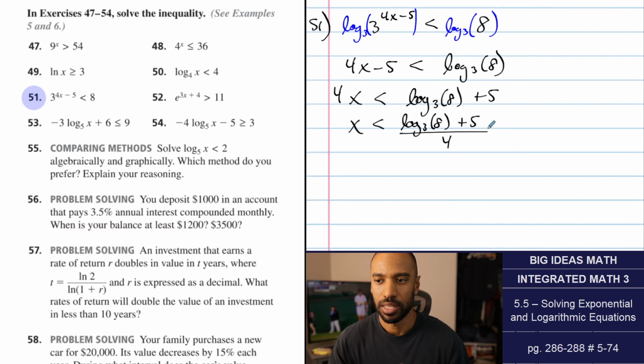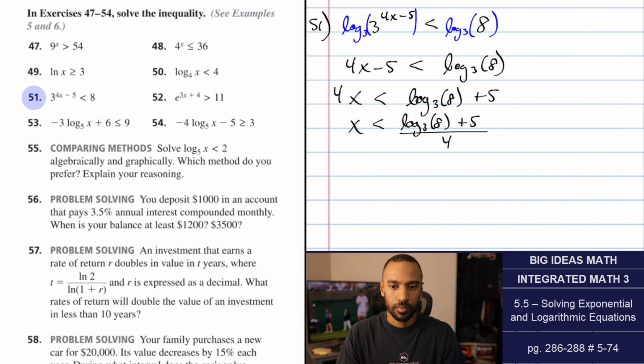So when you type this in the calculator, because I don't know what that number is, this is going to be a "yeah, this makes sense" kind of thing. I'm going to kind of estimate it. Log base 3 of 8 is really close to 2, a little bit less than 2. 2 plus 5, really close to 7, just under 7. 7 over 4, around 1.75. I'm going to say it's going to be around 1.7 or so.